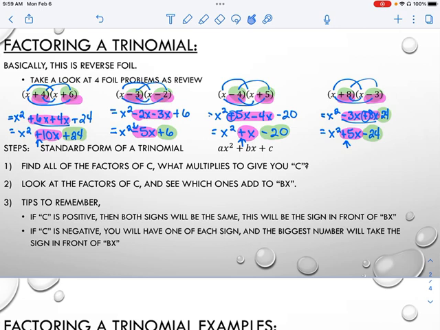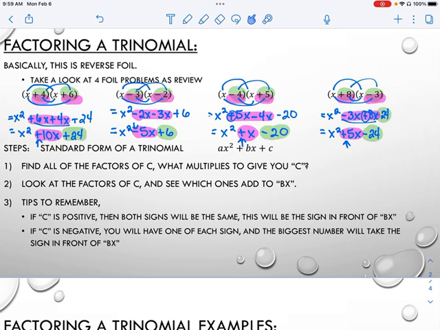So the standard form of a trinomial is simply ax squared plus bx plus c. So what we're going to do is, first thing, we're going to find all the factors of c. What multiplies to give you c is basically what you're asking yourself. Second thing you're going to do is you're going to look at the factors of c and see what adds up to bx.